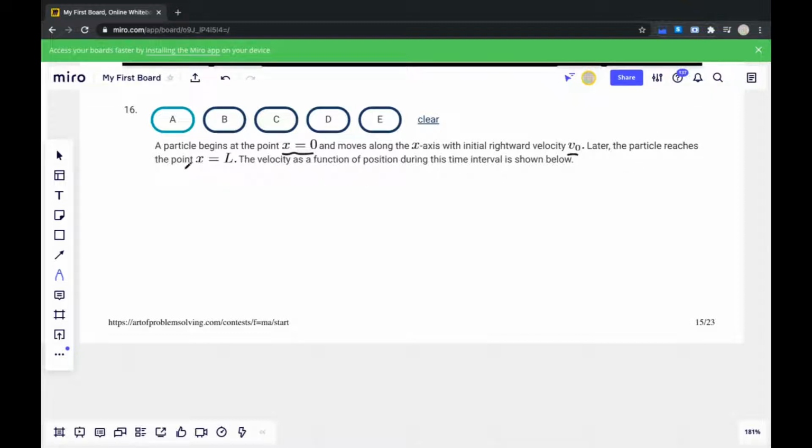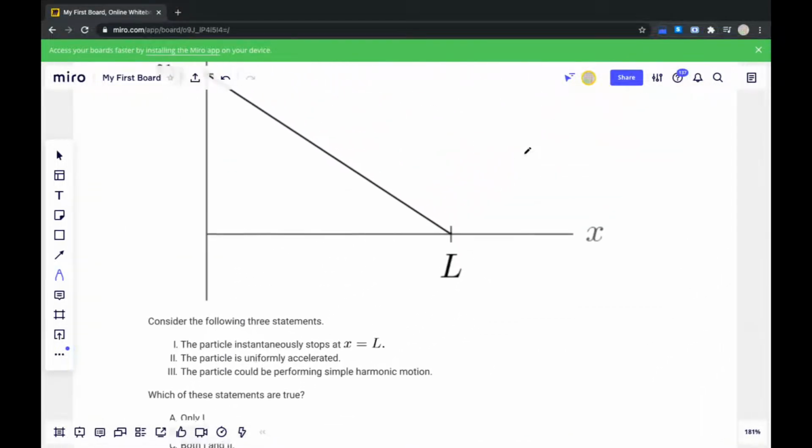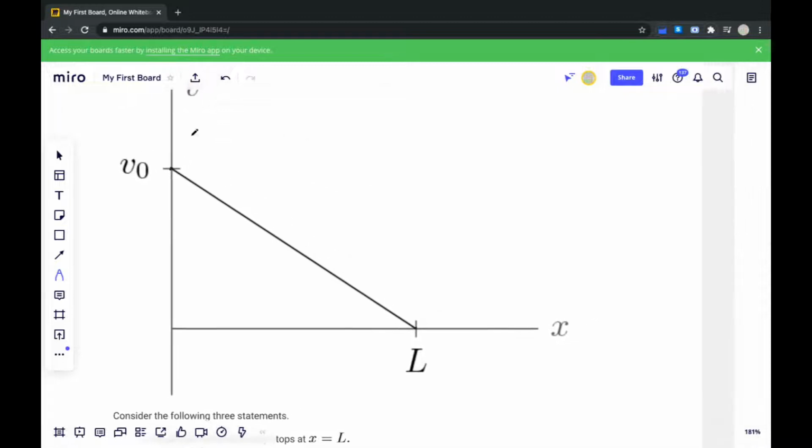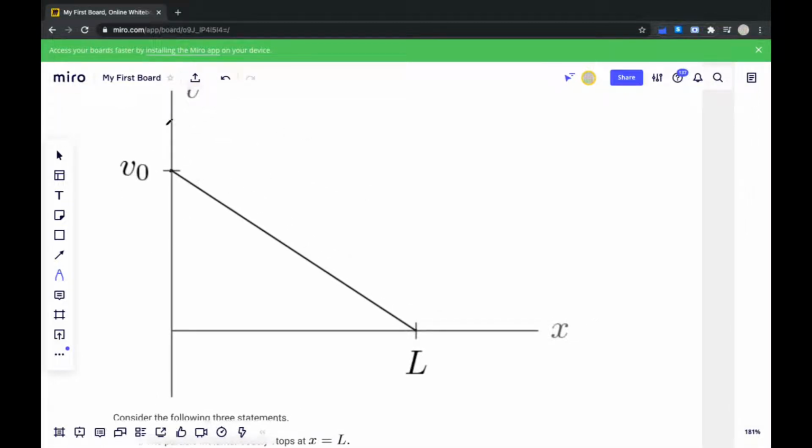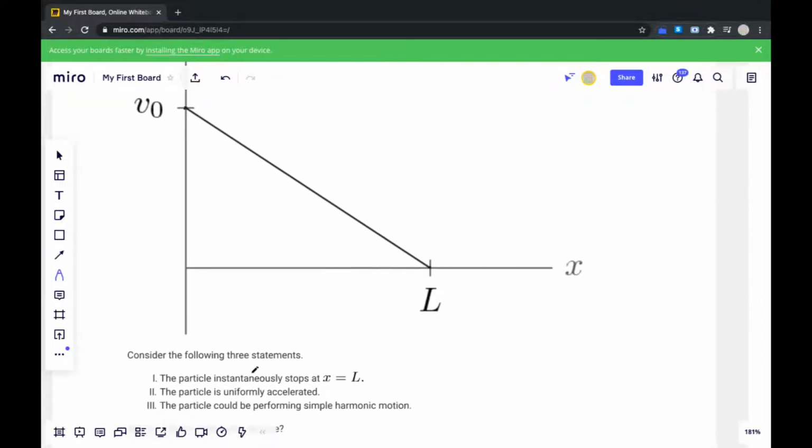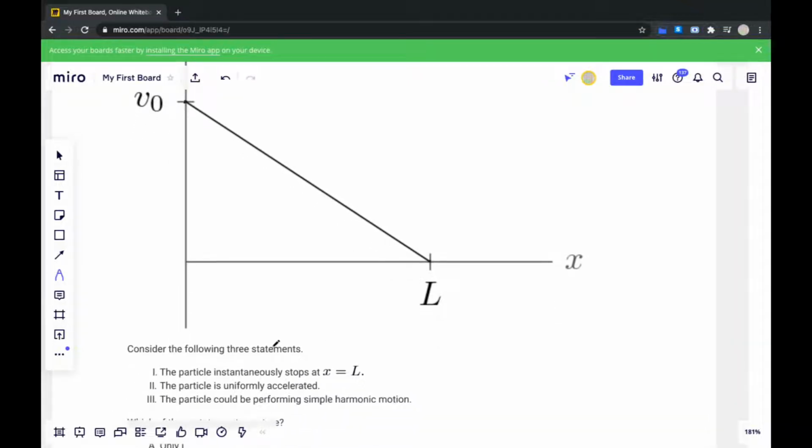And then we're given that it reaches point x equals L and that it has a velocity versus distance graph shown below. So this is its velocity versus distance graph. As you can see, it's linear and it starts at v0 and goes all the way to L. So we want to see which of these three statements are true.